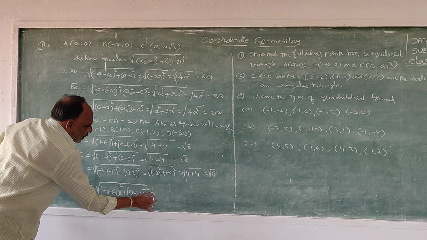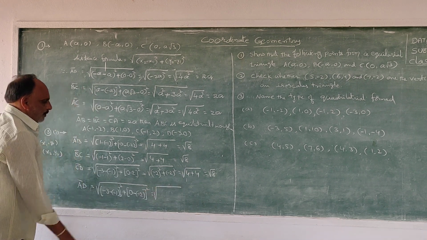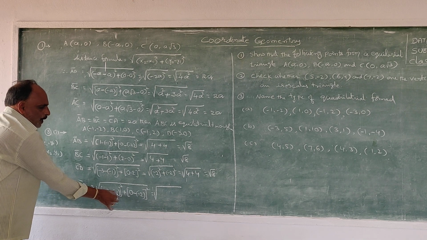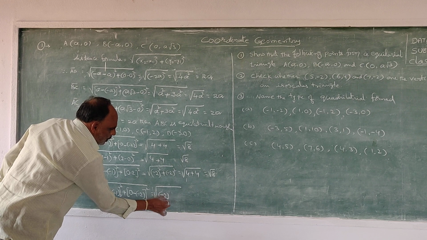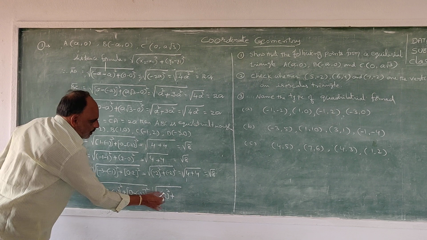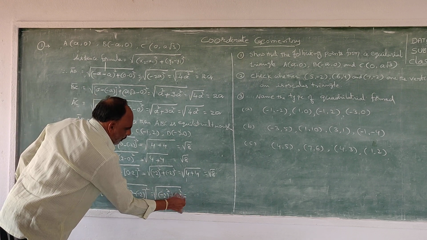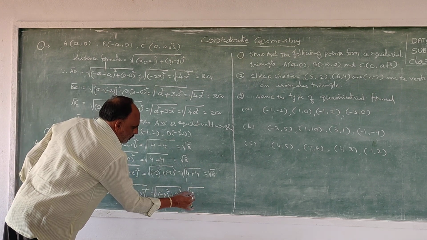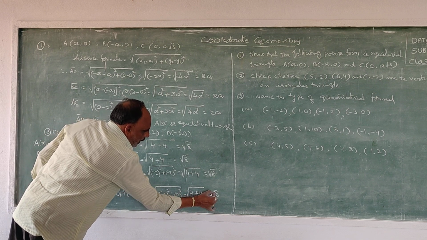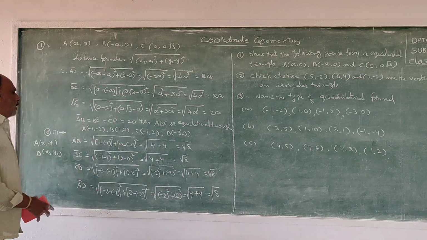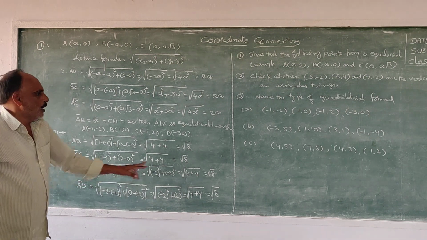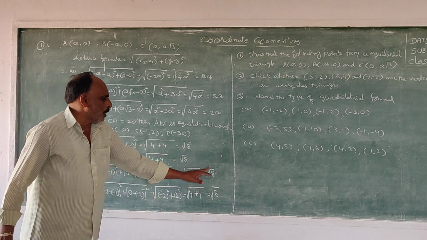whole square. That is equal to the square root of minus 3 minus minus 1. So minus 3 plus 1 is equal to minus 2 whole square, plus minus minus plus 2, so 2 square. Minus 2 square is equal to 4, and 2 square is equal to 4. 4 plus 4 is equal to 8. So root 8. So AB, BC, CD and AD, those four sides are equal. The value is root 8.